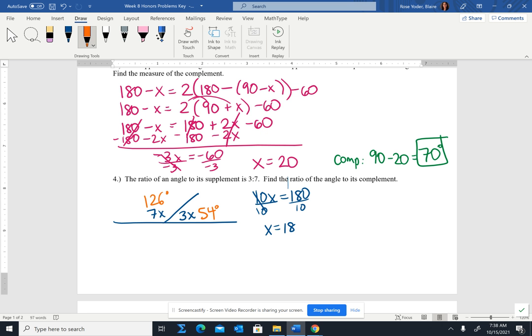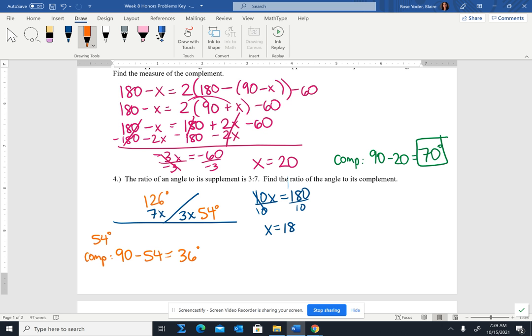All right, the original angle, though, if you look at the order that it's written, it's a 3 to 7 ratio, the angle to its supplement. So the 3x one is the original angle. That's the 54. So it says find the ratio of the angle to its complement. So we have 54 degrees, and then let's find the complement of 54 degrees. 90 minus 54 is 36.